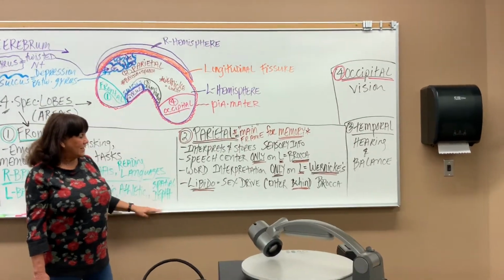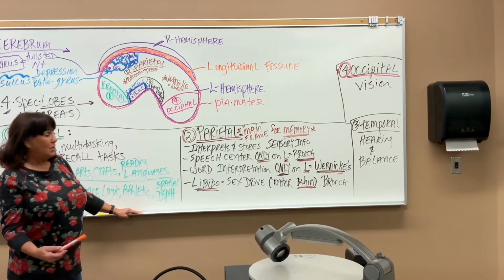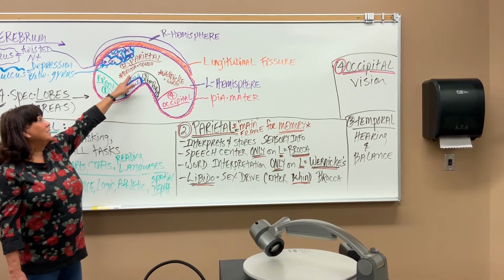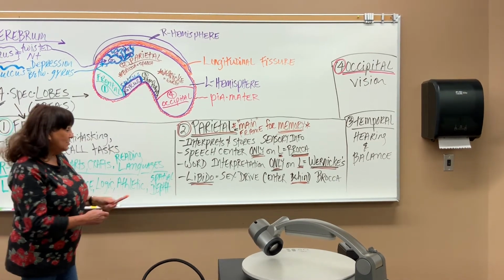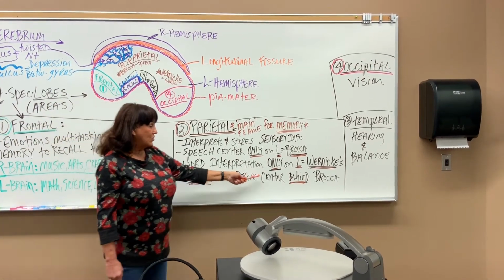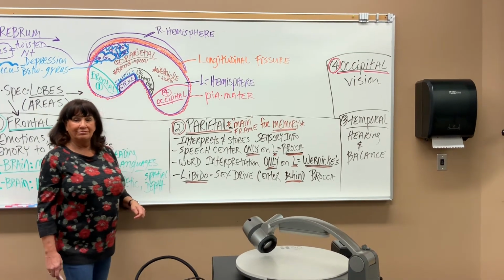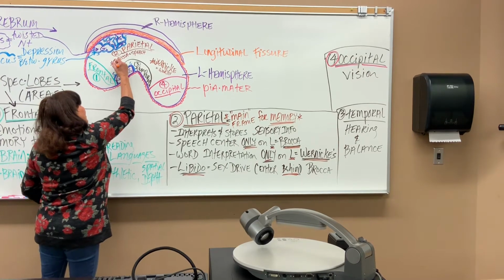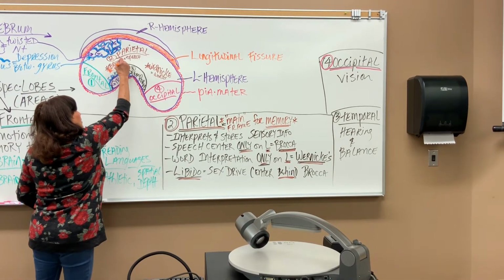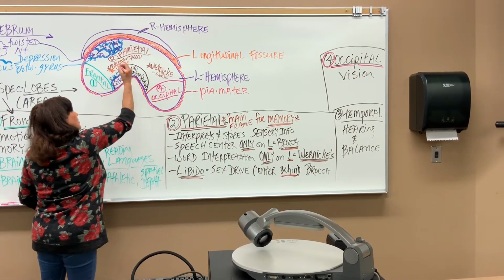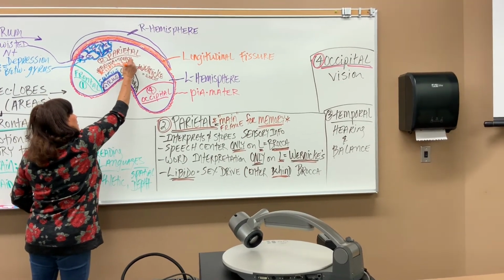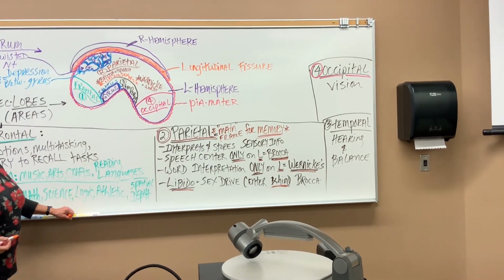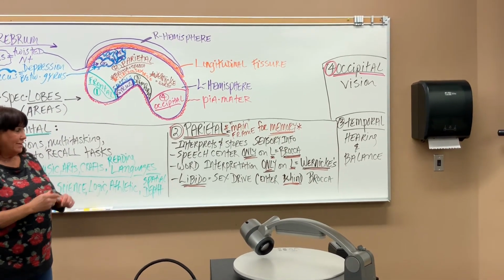And then the last thing for the left side is the libido area. The libido area is right behind Broca's. Libido is your sex drive center, and it's right behind Broca's, only on the left side again. The sex drive area is right there.